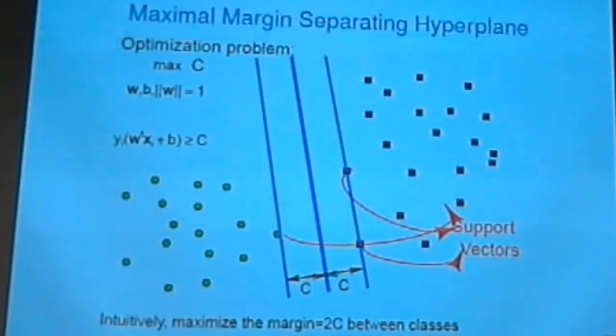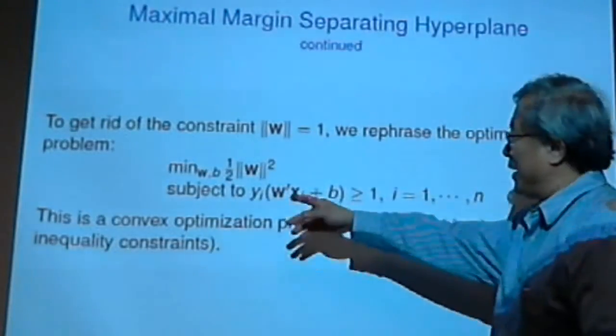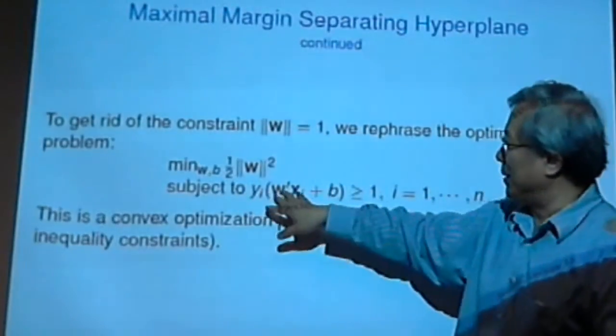Actually, this is an optimization problem. Try to maximize C when this length is 1, and with this greater than or equal to C. This restriction is a little bit strong, but we can relax that restriction. To get rid of that constraint, we rephrase the optimization problem as minimizing this function with respect to W and B, subject to this constraint.